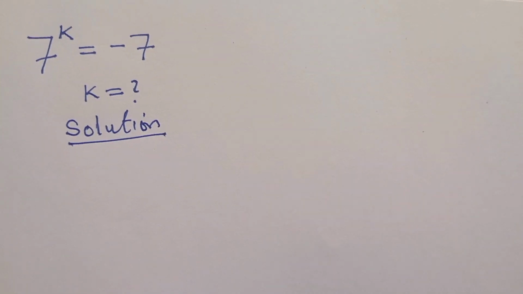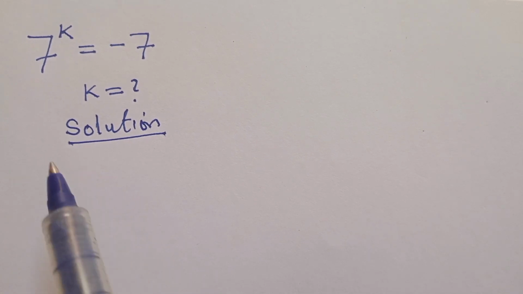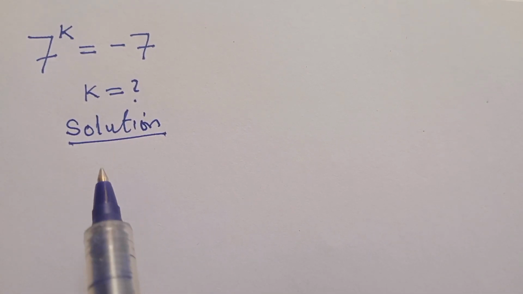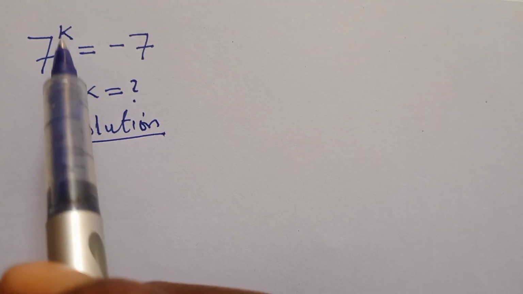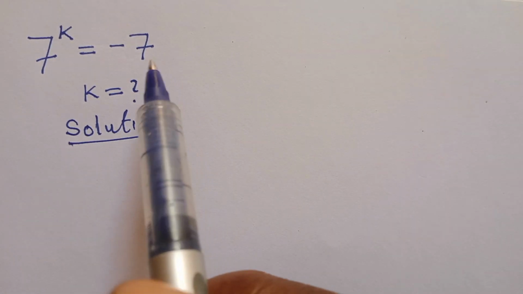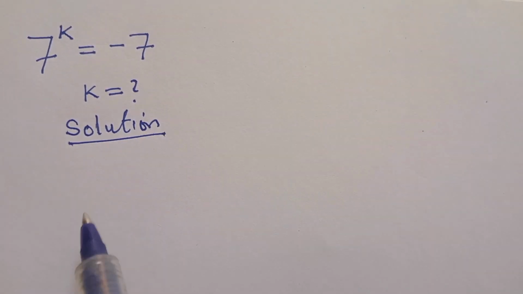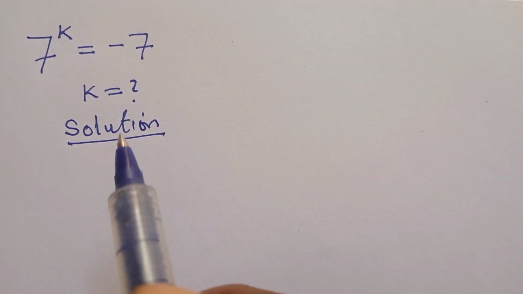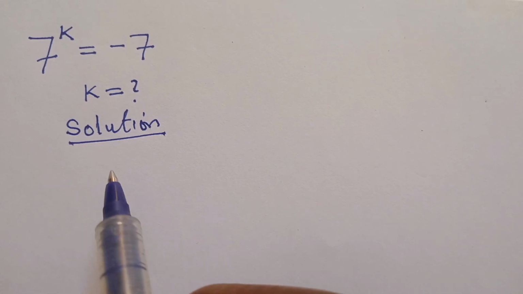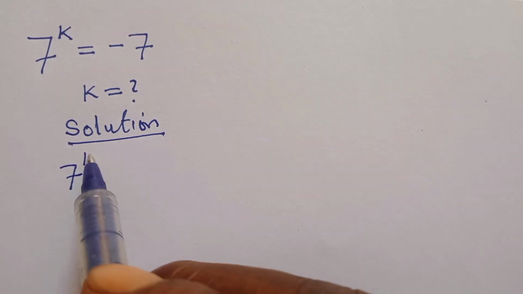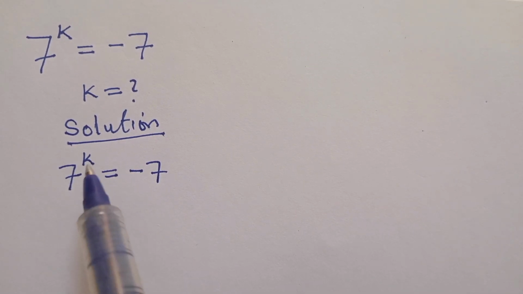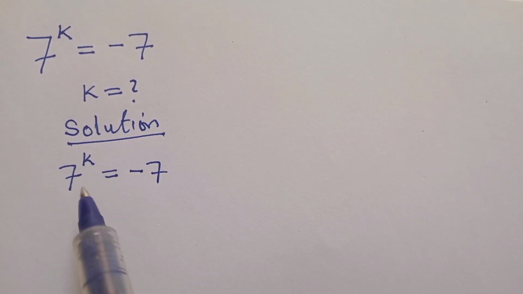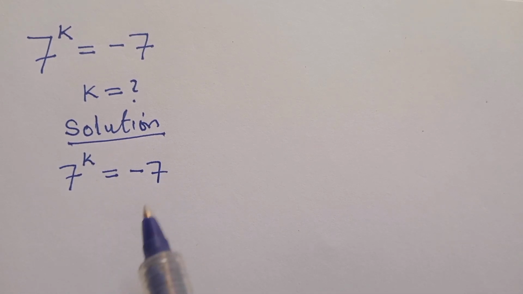So this simply implies that we are going to get a complex number for our answer, because whatever you have as the value of k, your answer must be equal to negative 7. Now let's rewrite our question. We have 7 to the power of k equal to minus 7. So we are trying to look for a number such that when we substitute it for the value of k, the result will give us minus 7.